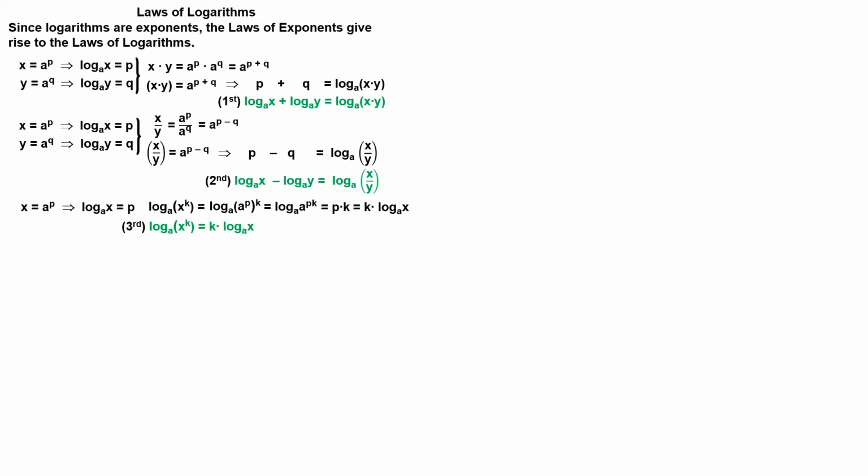The third law is an especially useful rule because it turns the exponent into a product, and products tend to be simpler than exponents. This property is useful in many situations. The laws of logarithms remain the same when working with the natural and common logarithms.